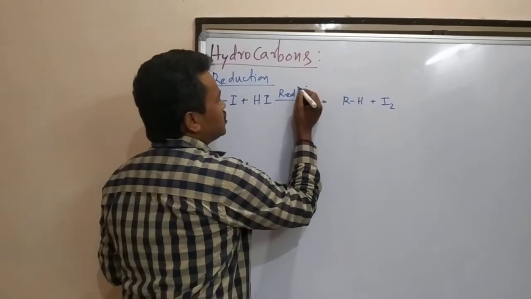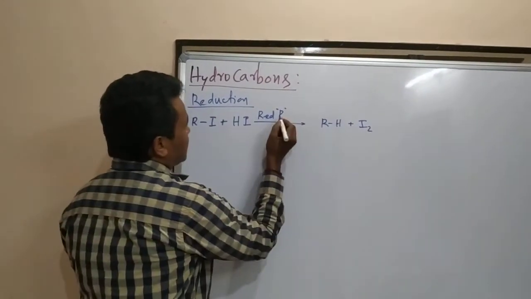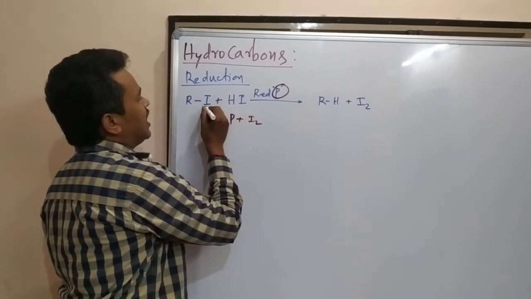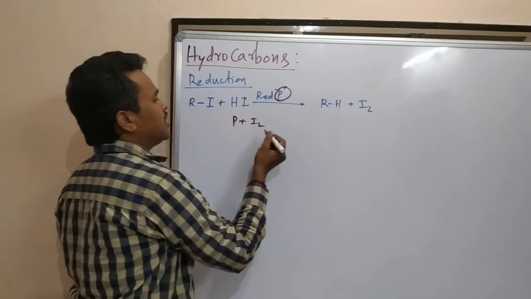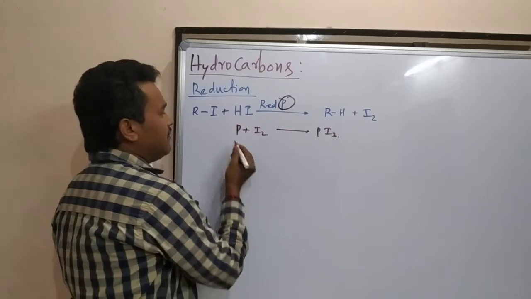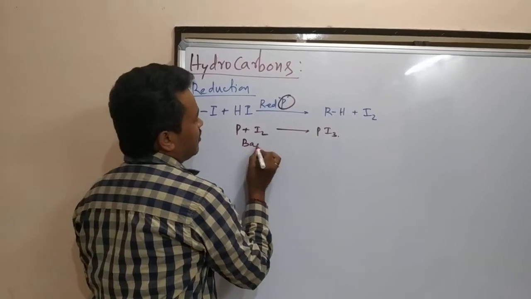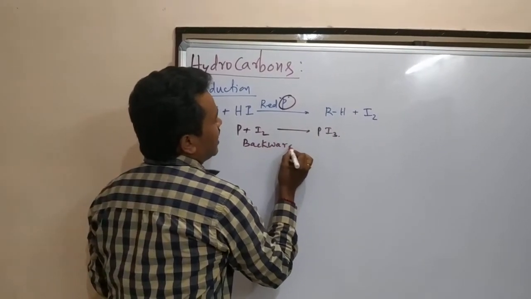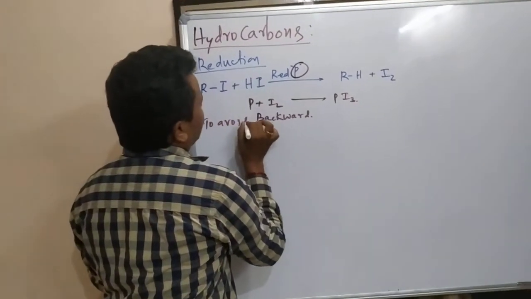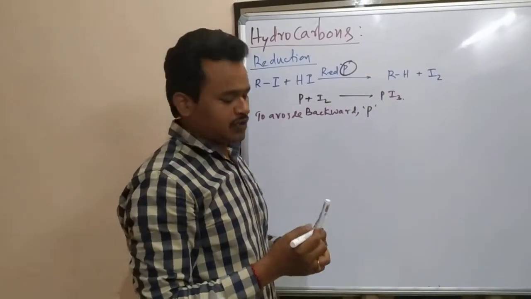Here, why are we going to use this red phosphorus? The phosphorus is going to react with the iodines. I2 keeps coming, these iodine radicals keep coming, and it is going to form PI3. If this reaction is not there, there will be a backward reaction. That is a reversible reaction. So to avoid the backward reaction, phosphorus is used here.